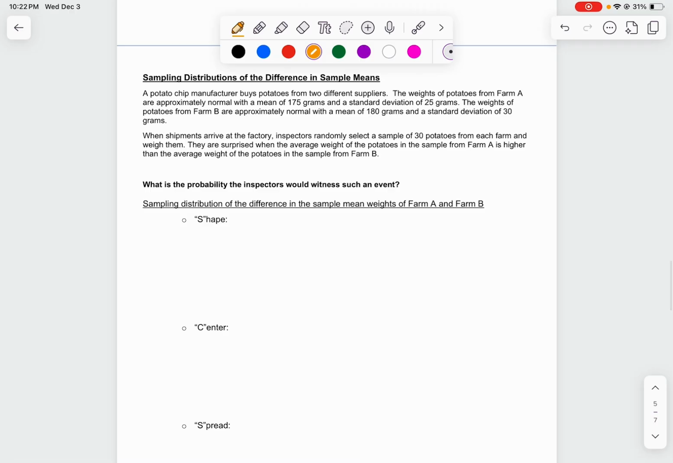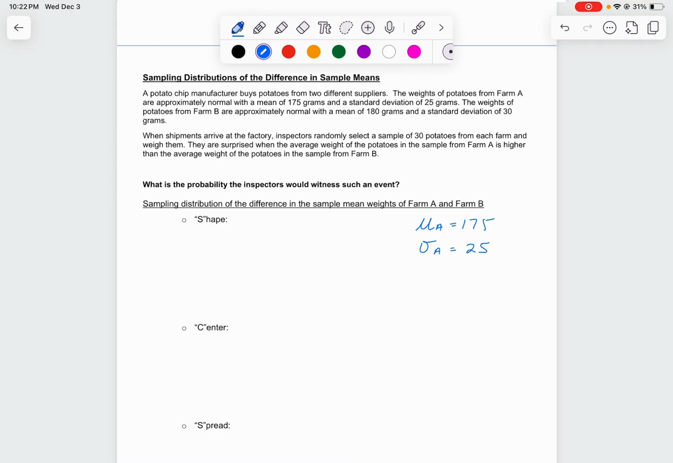And that is the sampling distribution for the difference in sample means. This is very similar, guys, to what we talked about just the other day for the difference in the sample proportions, except for the fact instead of dealing with proportions, you're dealing with means. But the ideas behind it are all the same. So it says a potato chip manufacturer buys potatoes from two different suppliers. The weights from potato farm A are approximately normal with a mean of 175. So I'm just going to say mu A, that's 175. And the standard deviation of A is equal to 25.